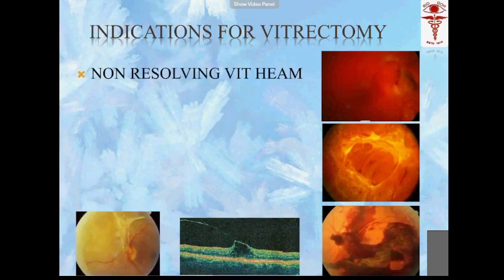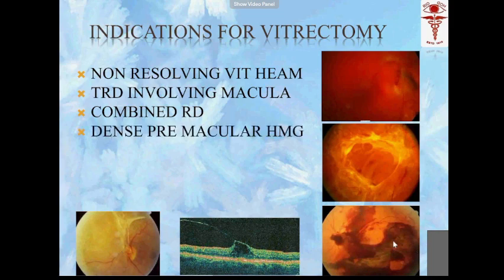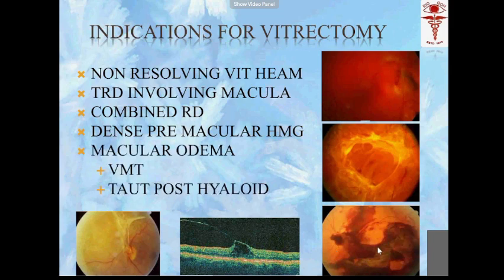What are the conditions? Non-resolving vitreous hemorrhage. TRD, that is tractional retinal detachment involving the macula, and then combined rhegmatogenous detachment and traction detachment. Then premacular or subretinal hemorrhage, two types are there. Premacular hemorrhage, which obscures the view of the posterior pole, and macular edema with traction. So all these conditions we have to do what is known as a vitrectomy.